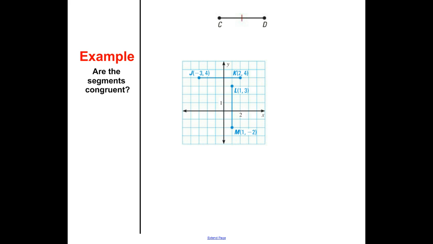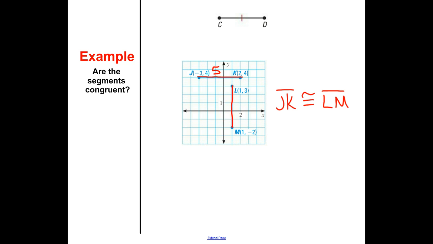Are these segments congruent? Well, let's figure this out. How far apart are they? If I have to go from J to K, if you notice, my Y's don't change, my X's change. I could do 2 minus negative 3, or I just count 1, 2, 3, 4, 5. So that distance is 5. Now my segment LM, if you look at that one, it's going vertical, which means my X's don't change. So I could go to my Y's and do 3 minus negative 2, or I could just count again. 1, 2, 3, 4, 5. Since they are the same distance apart, that means that JK is congruent to LM.